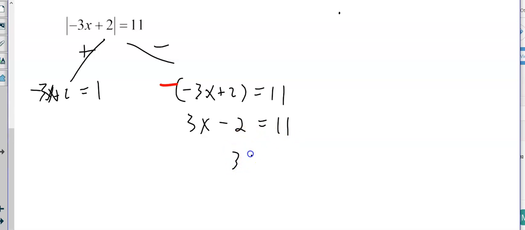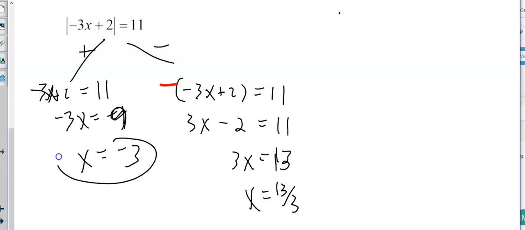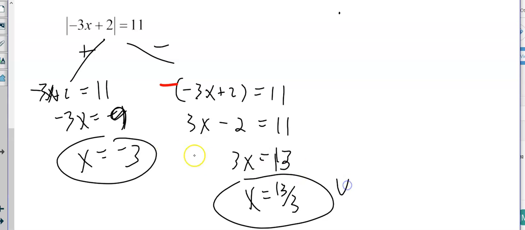Solve that. I'm going to go a little quicker. So that'd be 3x equals 13. And then divide by 3, you get x equals 13 over 3. And this one, if you subtract 2, you get -3x equals 9. Sorry, that's 11, so that would actually be 9. Divide by -3, you get x equals -3. And again, you can check both these answers by plugging them in and see if they work. When you do, they do work.